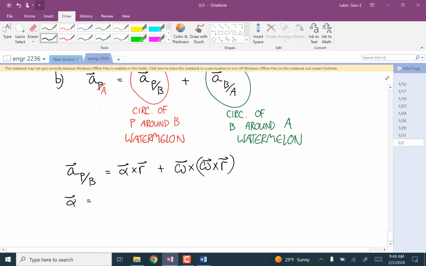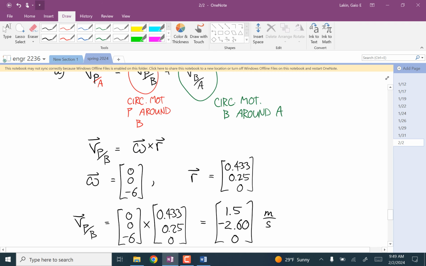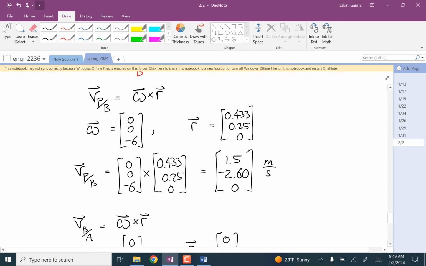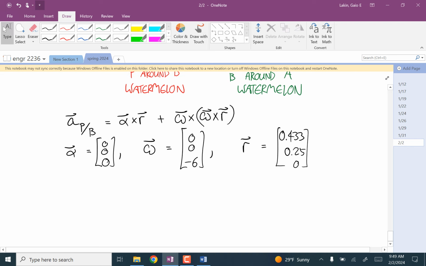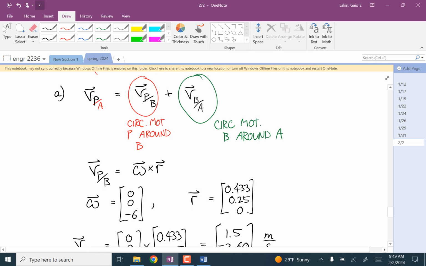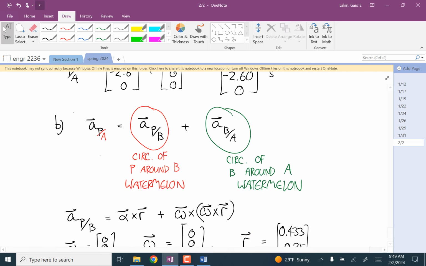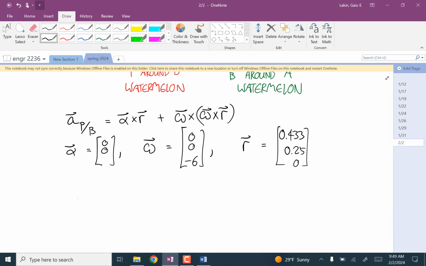So alpha is 0. Omega and R are the same as they were before. -6. And R is 0.433, 0.250. So now it's just a matter of plugging those into the equation. And the acceleration question? Isn't the alpha 0, 0, 15? Yes. I'm looking at the wrong one, thinking of the wrong one. Thank you. Positive 15. I just walked up there and did that.